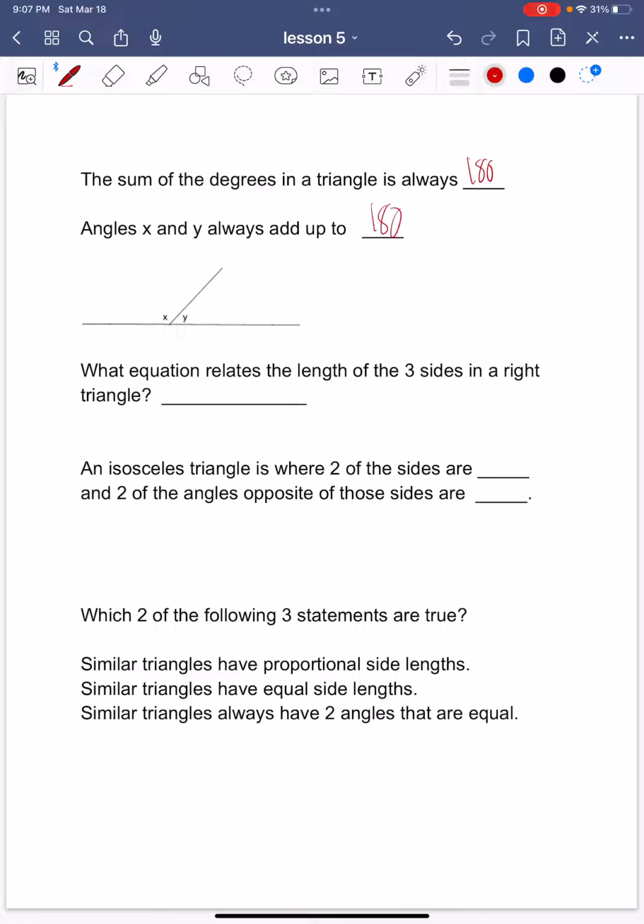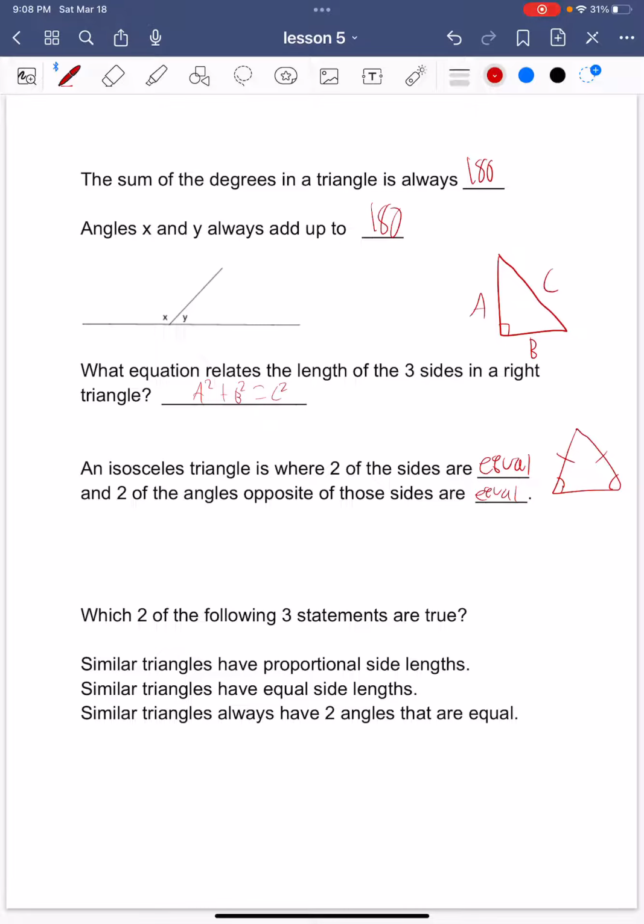What equation relates the lengths of the three sides in a right triangle? So if we have a right triangle here with sides A, B, and C, we know A squared plus B squared equals C squared. An isosceles triangle is where two of the sides are equal and two of the angles opposite of those sides are equal. For instance, if we have this triangle here and this side is equal to this side, this angle is equal to this angle.